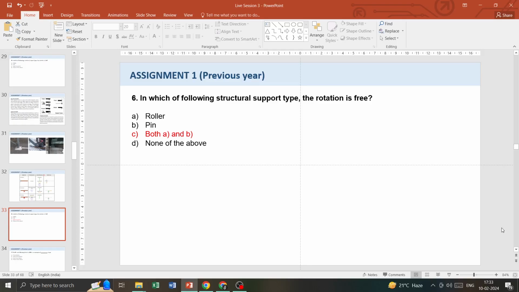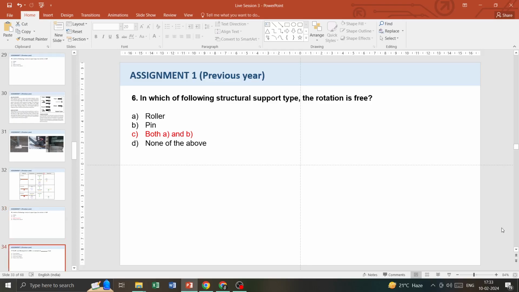So in roller and pin both, the rotation is free. In fixed, it is not free, but in roller and pin both, the rotation is free. So the answer is both A and B.